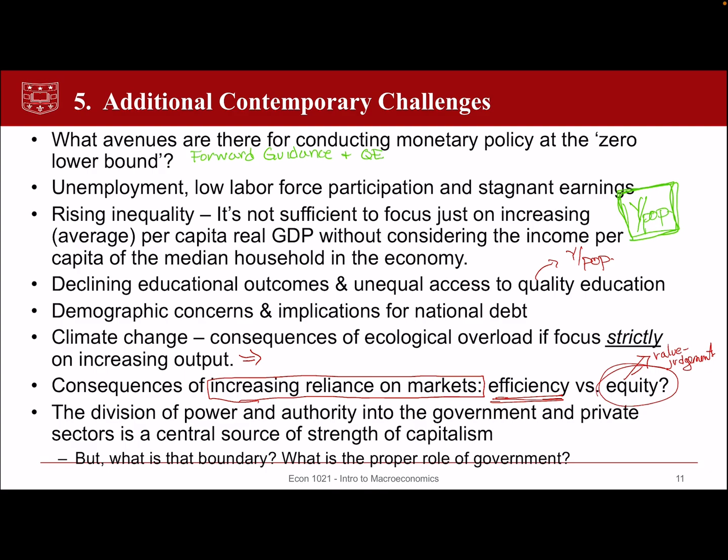either we have the private workings of the market or some kind of authority and intervention in the market by government. So the division of power and authority into government and private sectors is a source of strength of capitalism. But that isn't to say that we should just go all free markets with no regulation and no oversight. There is a positive role, at least in my estimation. So here's my value judgment.